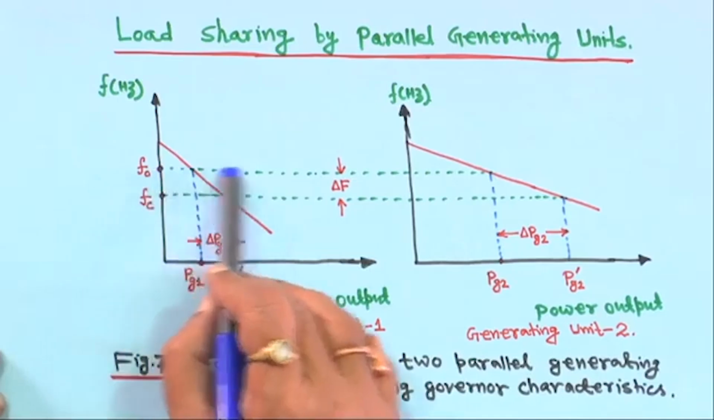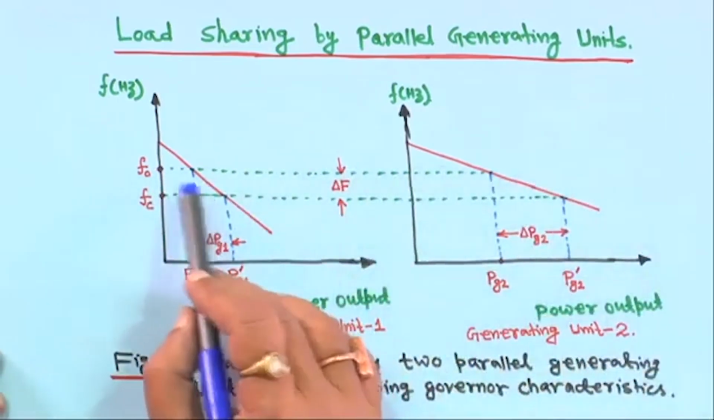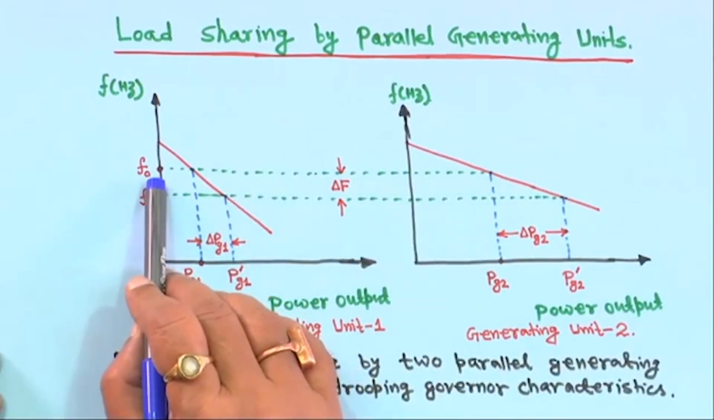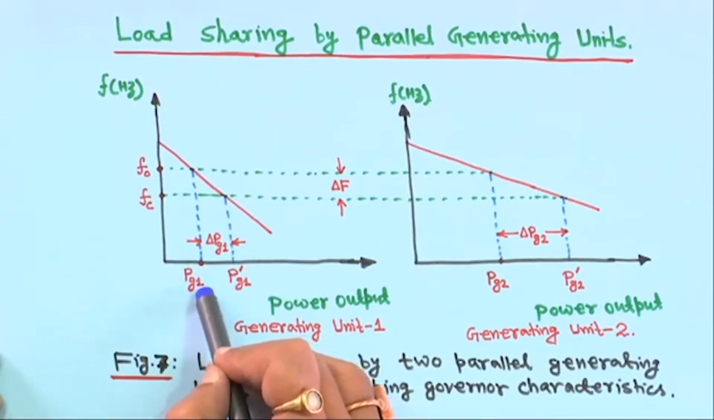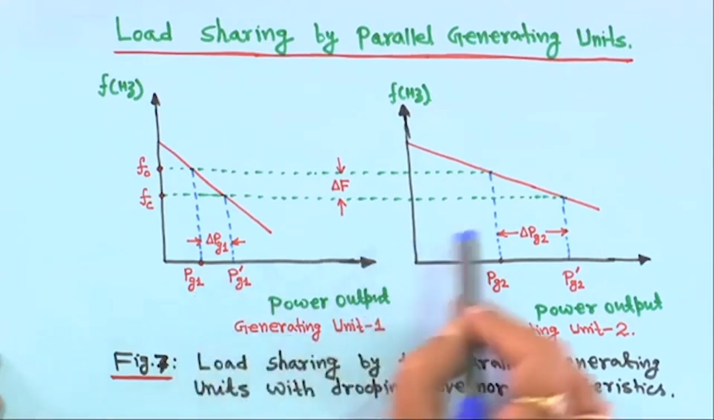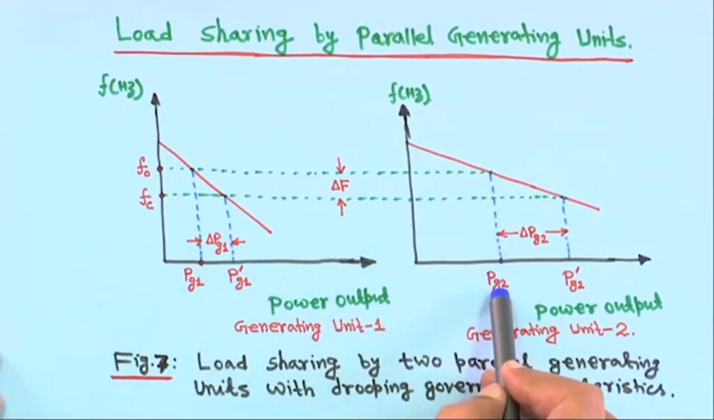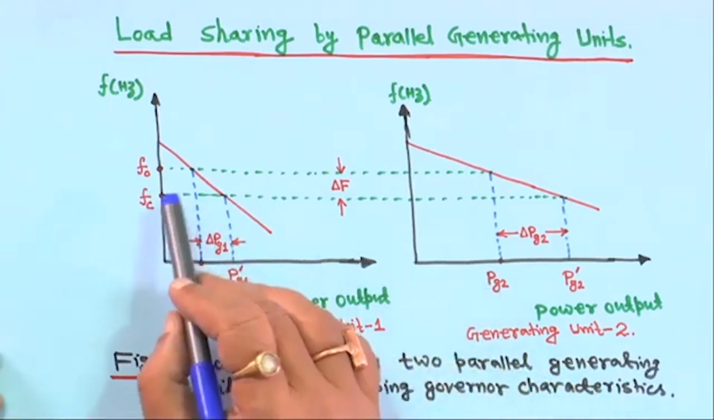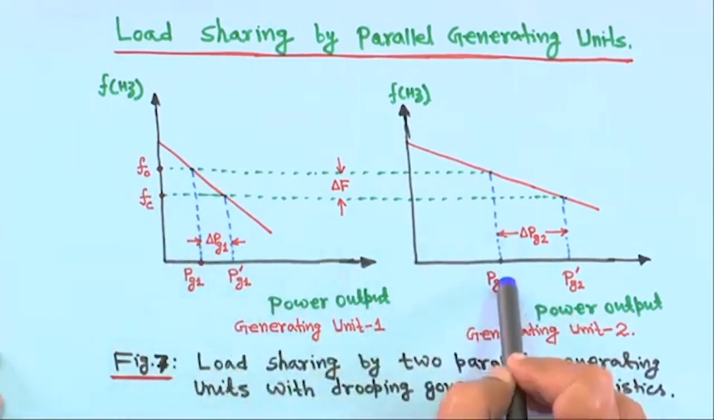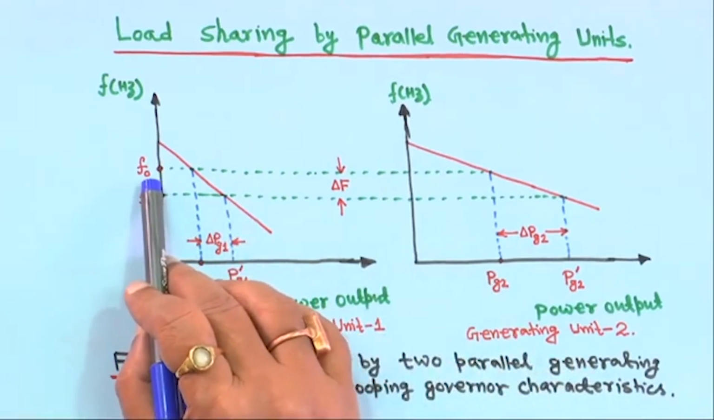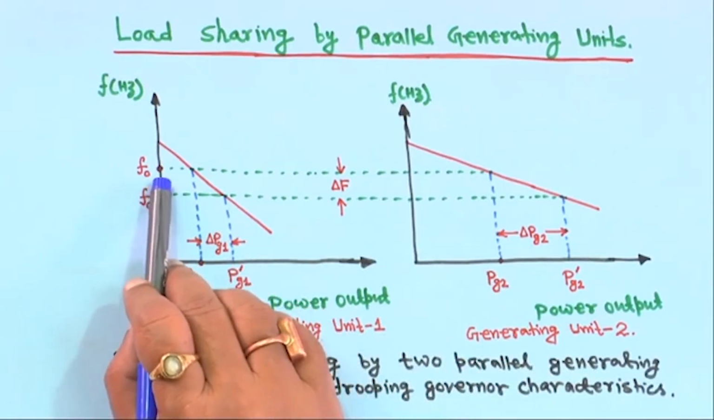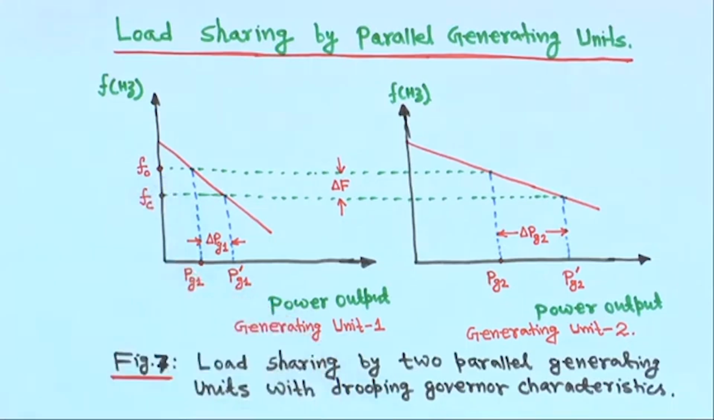So you draw a horizontal line. When it is operating at nominal frequency f0, unit 1 was generating power Pg1, and at the same time unit 2 was generating power Pg2. So this is Pg1 for unit 1 and this is Pg2 for unit 2 when operating at nominal system frequency f0. F0 may be 50 hertz for a 50 hertz system or 60 hertz for a 60 hertz system. Now, suppose the load has increased.